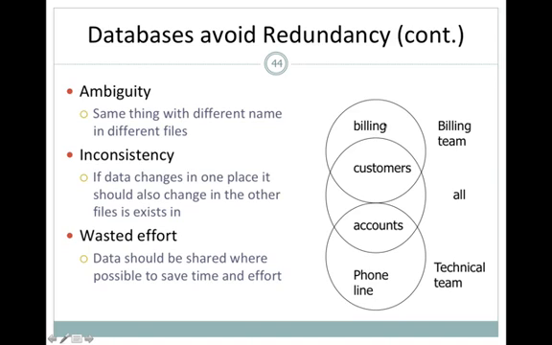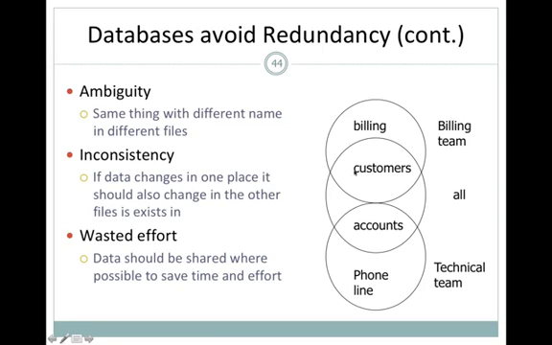If we imagine we've got a system where there are concepts of billing, customers, accounts, and phone lines, we may have different groups of users who need to access different parts of the whole data. So the billing team is interested in billing and customers. The technical team is interested in accounts and phone lines, but doesn't need to know about billing. And everyone is interested in customers and accounts.